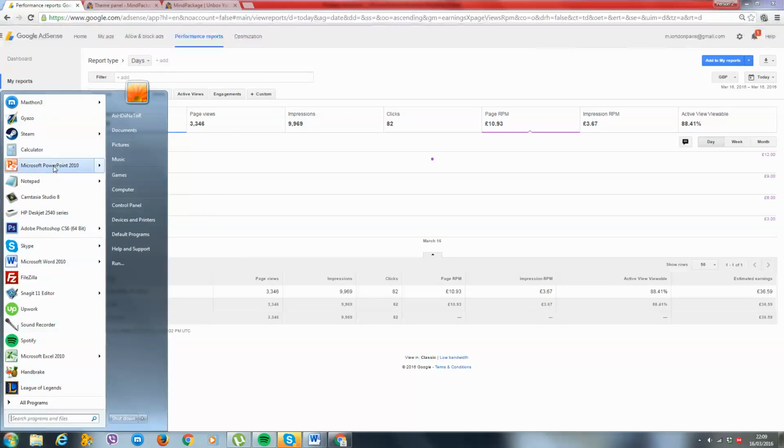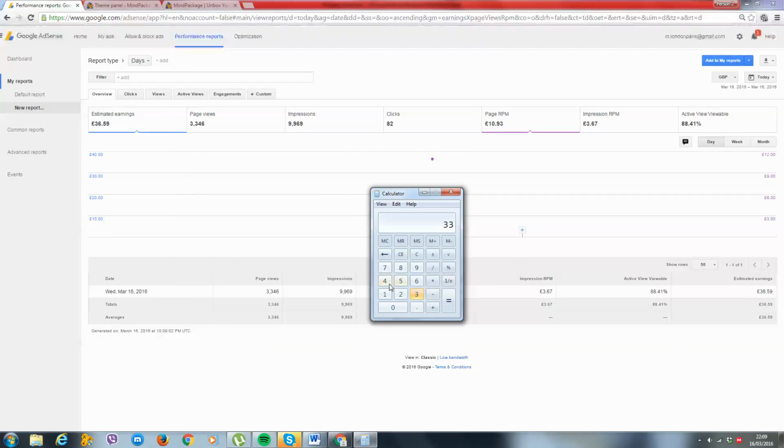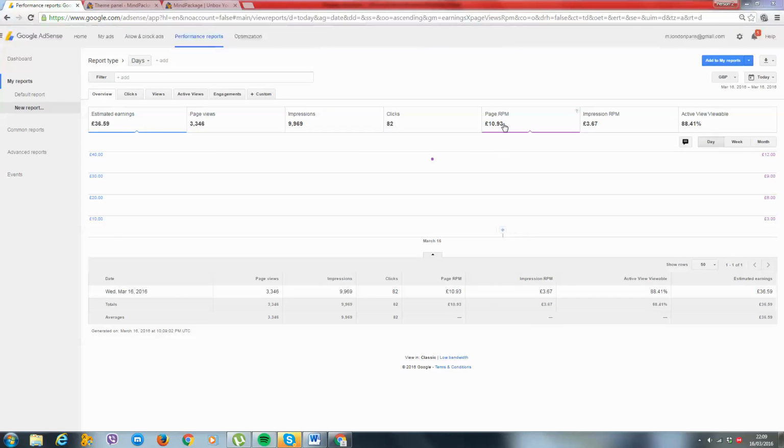Now if I show you on the calculator, 3346 divided by 1,000 times 10.93 gives us 36.57, and you can see how close that is to 36.59. And of course, it's always going to be a little bit off, due to the fact that there might have been extra little pennies on the side, there might have been one extra click, and so on. It's never going to be totally accurate. Page views, page RPM, they link. This is what everyone will always talk about.